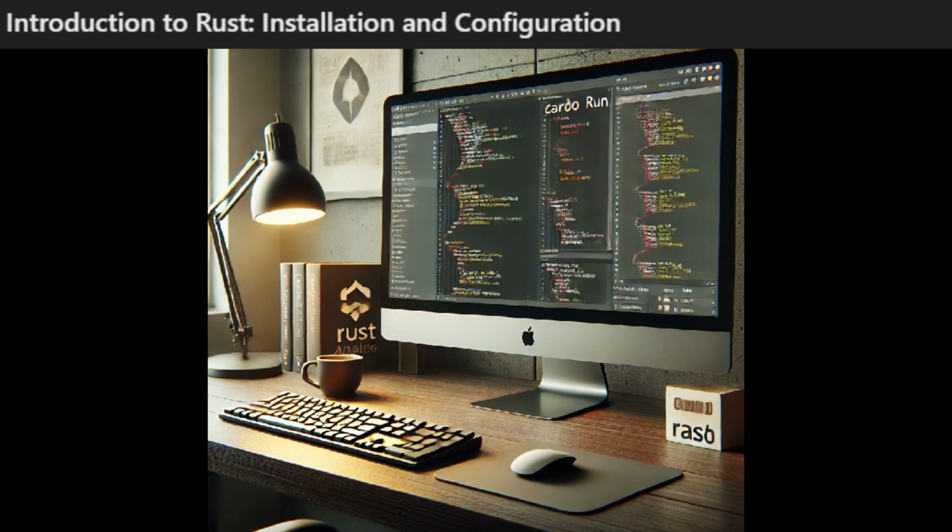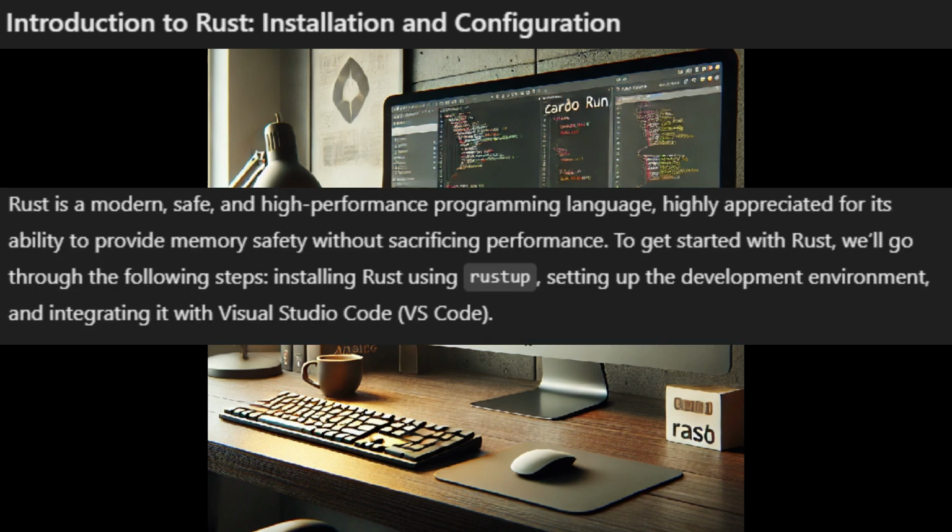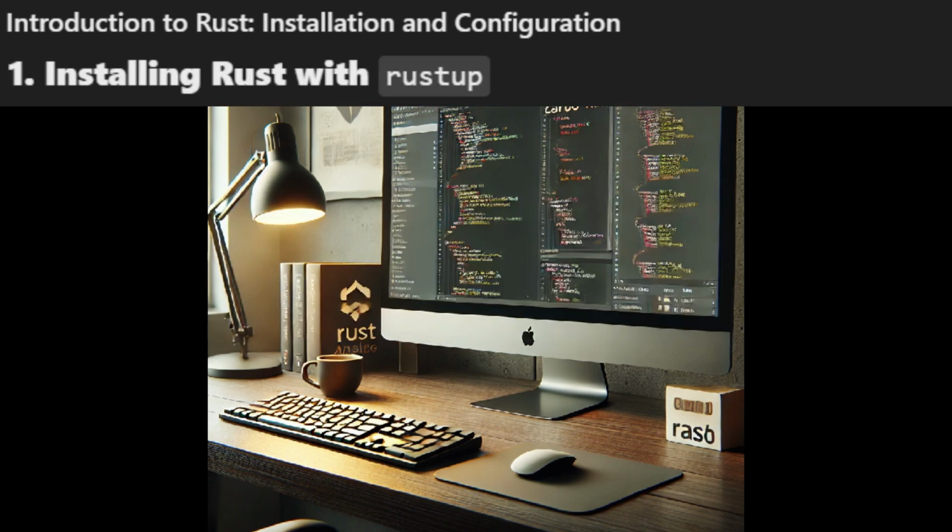Introduction to Rust, Installation and Configuration. Rust is a modern, safe, and high-performance programming language, highly appreciated for its ability to provide memory safety without sacrificing performance. To get started with Rust, we'll go through the following steps: installing Rust using RustUp, setting up the development environment, and integrating it with Visual Studio Code, VS Code.